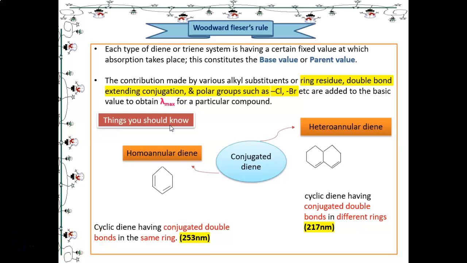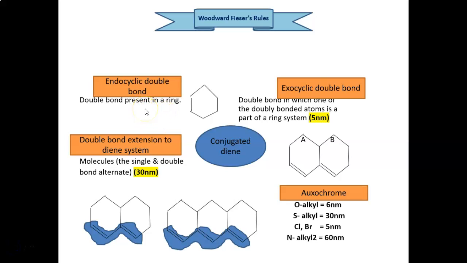In order for you to determine the lambda max, you also need to determine the value for various alkyl substituents or ring residues, double bond extending conjugation, and also the polar groups such as chlorine, bromine, etc., which are added to the basic value for the compound. Okay, now we look at the other terms, which is endocyclic double bond. Endocyclic double bond is a double bond that is present in a ring. For endocyclic double bond, just ignore the value because it's a bit confusing, so we tend to ignore it. Alright, the most important thing is the exocyclic double bond. It is a double bond in which one of the doubly bonded atoms is part of a ring system.